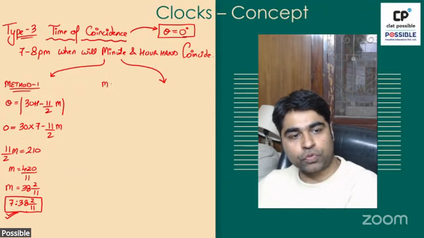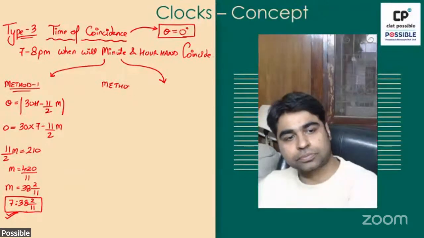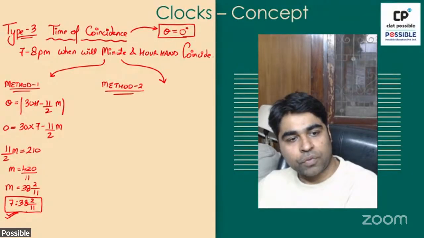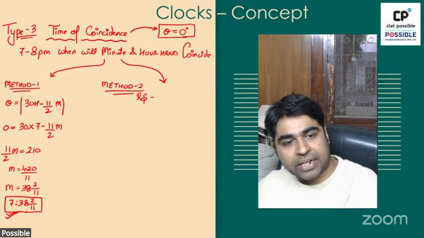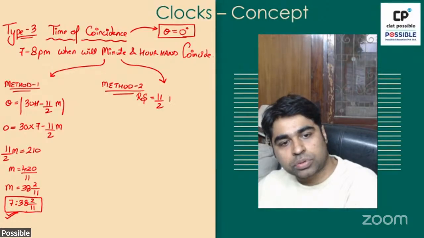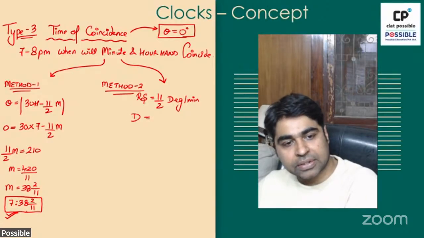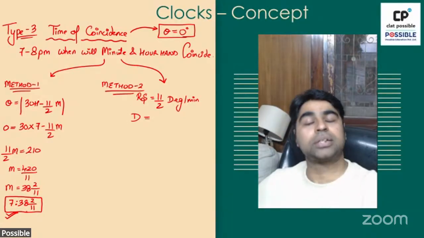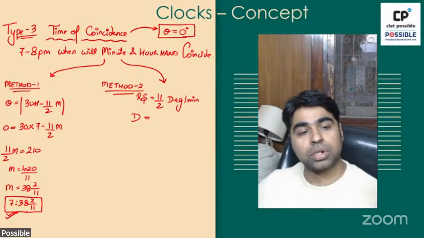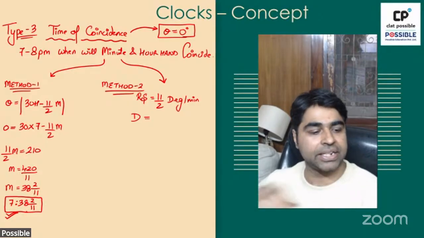What is method 2 for you? We already know that the relative speed of the minute hand and the hour hand is 11/2 degrees per minute. Okay. And the total distance, if we talk in the perspective of the clock, the total distance is going to be 360 degrees.